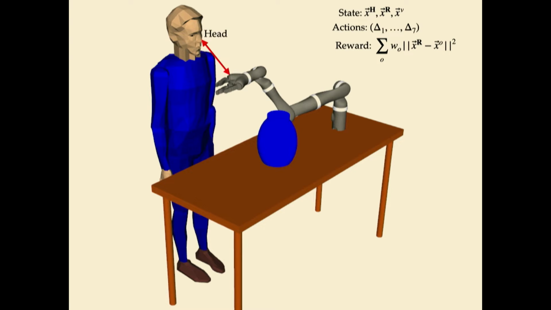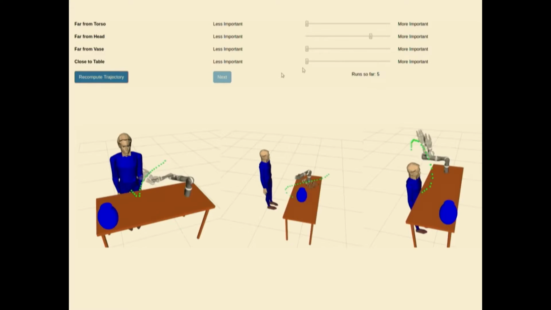We might measure the distance from the robot hand to the person's head. People don't like it when your hand's in their face. Similarly, you might look at the distance from the robot to the person's torso, also good to avoid, but maybe less important than the head. Distance to the table, and of course, distance to the vase overall. And then when I went to grad school, something I ended up spending a lot of time doing was this process of tweaking these weights.